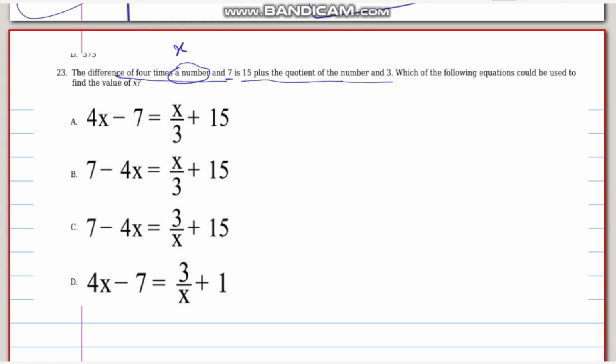Okay, and which of the following equations could be used to find the value of x? Basically, we have to develop an equation for this, and let me write a number. First of all, we have the number. Now first multiply the 4 times the number. 4 times the number will be 4x. Okay, and 7.